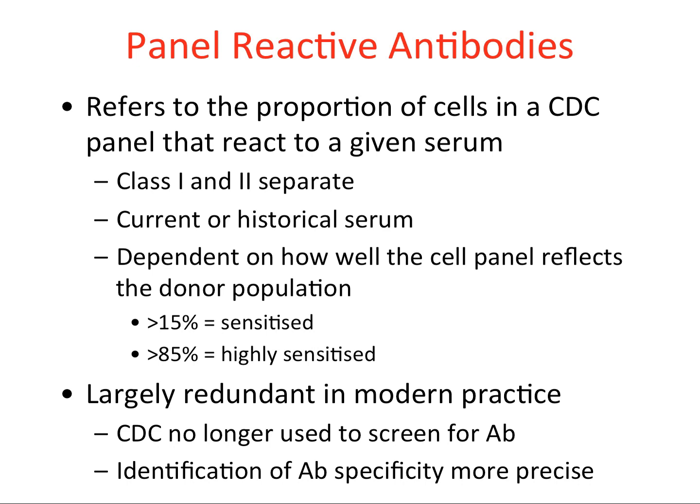Now, conventionally, we've defined sensitized patients as having a PRA of greater than 15% and highly sensitized as greater than 85%. I would like to discourage you from using the term PRA. It's really largely redundant in modern practice. We don't use CDC to screen for antibody anymore, and it's much more important to get precise identification of the antibody specificity.